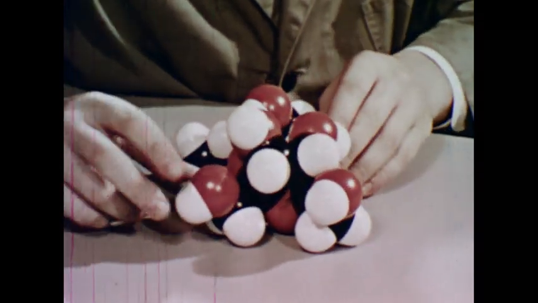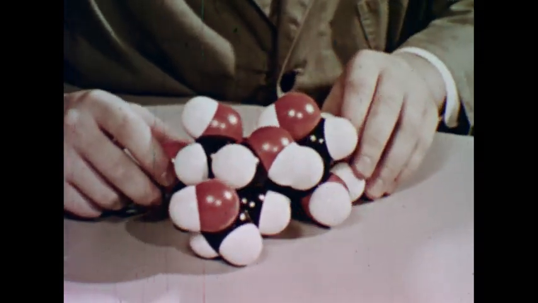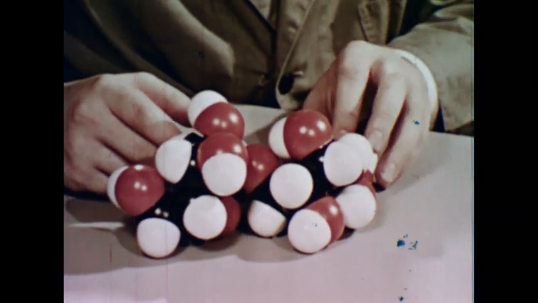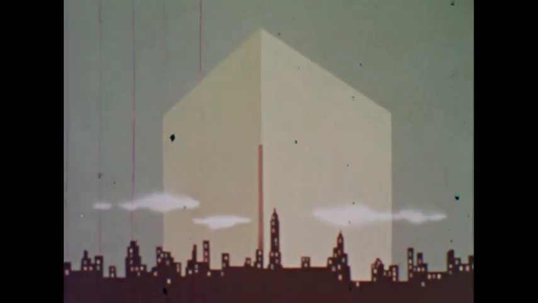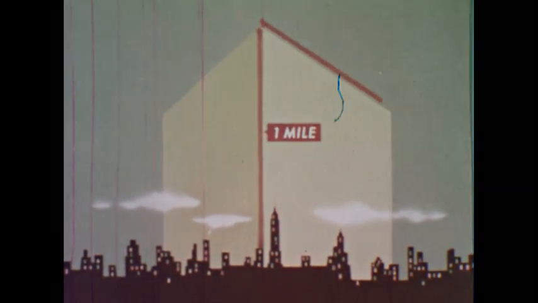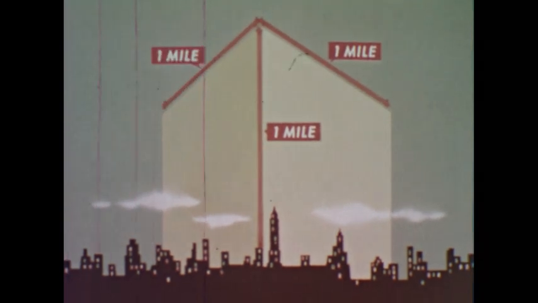This model represents a molecule of sugar. Molecules may contain many atoms, but they're still very small. If every molecule in one grain of sand suddenly became as big as the grain itself, we would have a cube a mile high, a mile wide, and a mile deep.